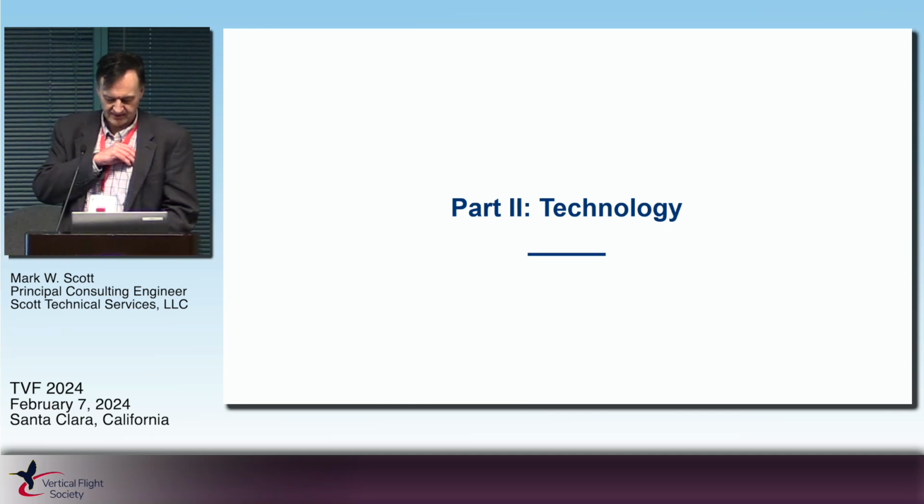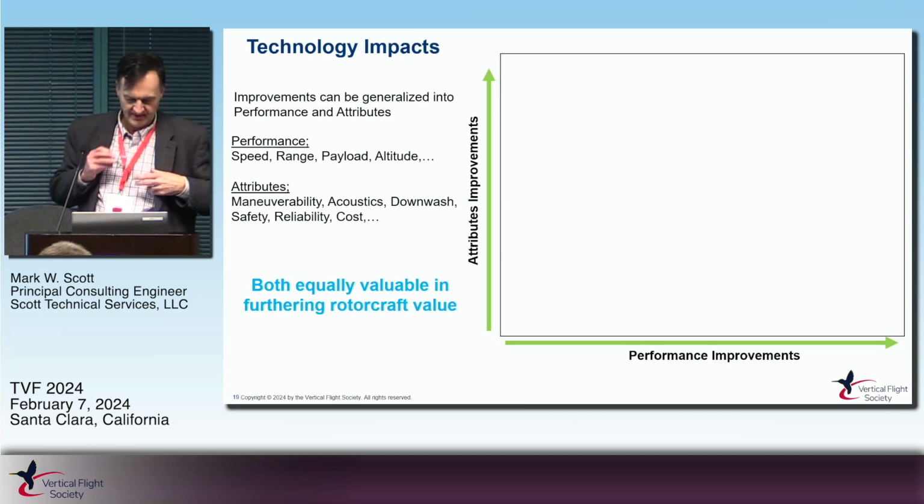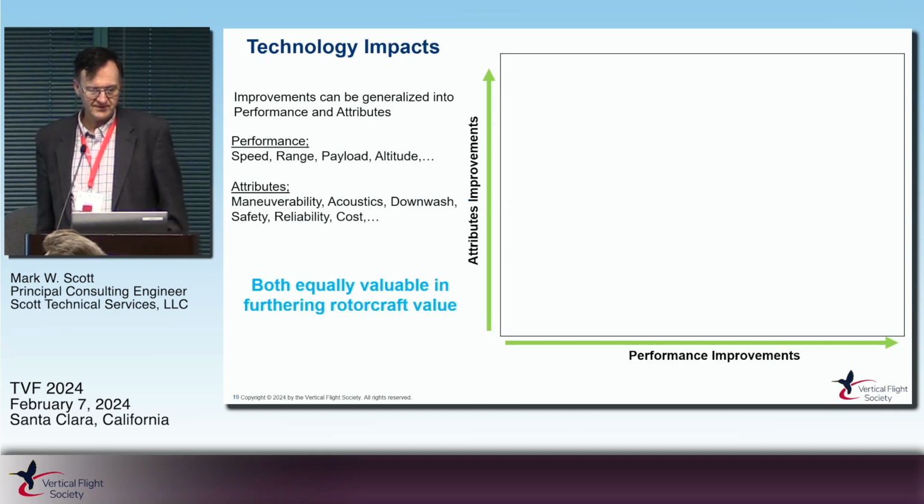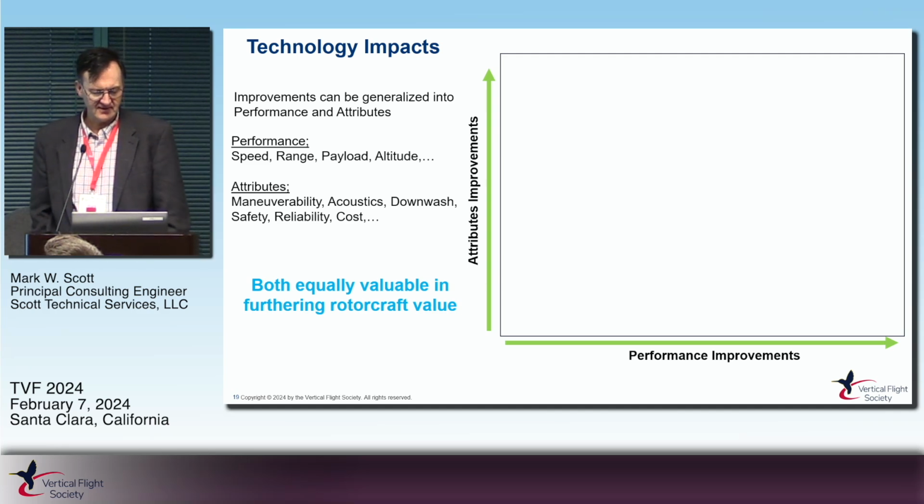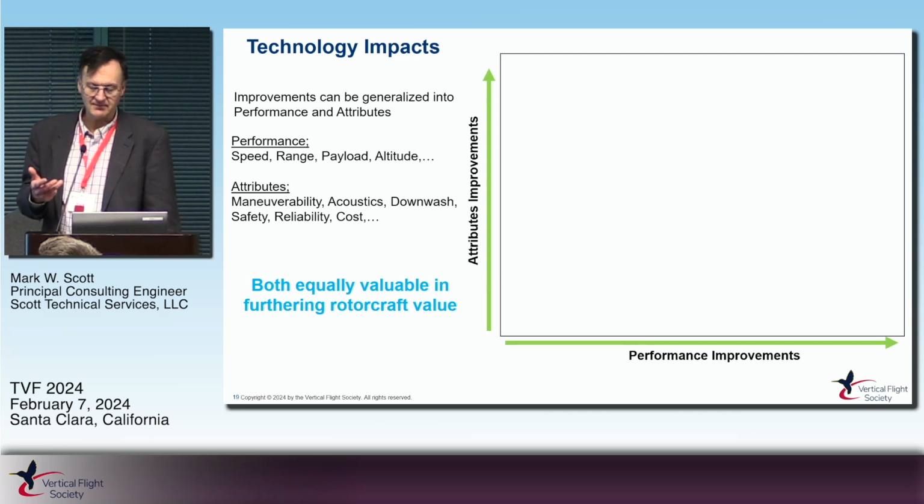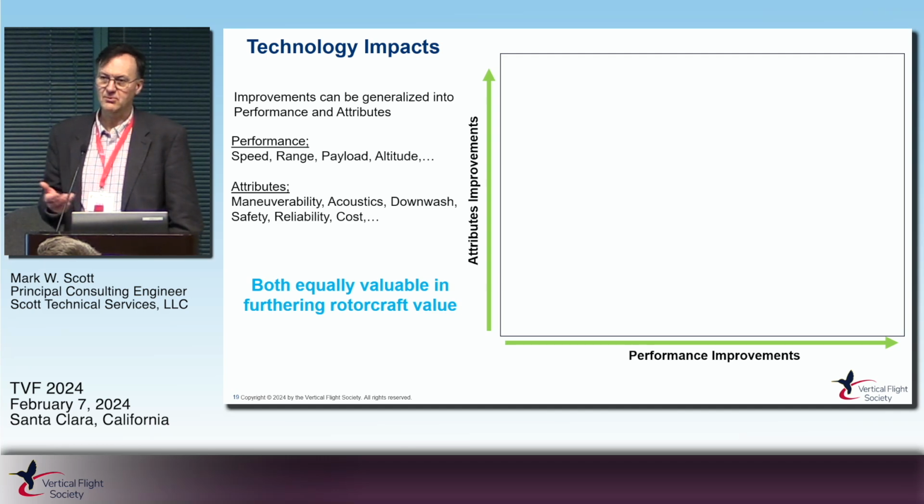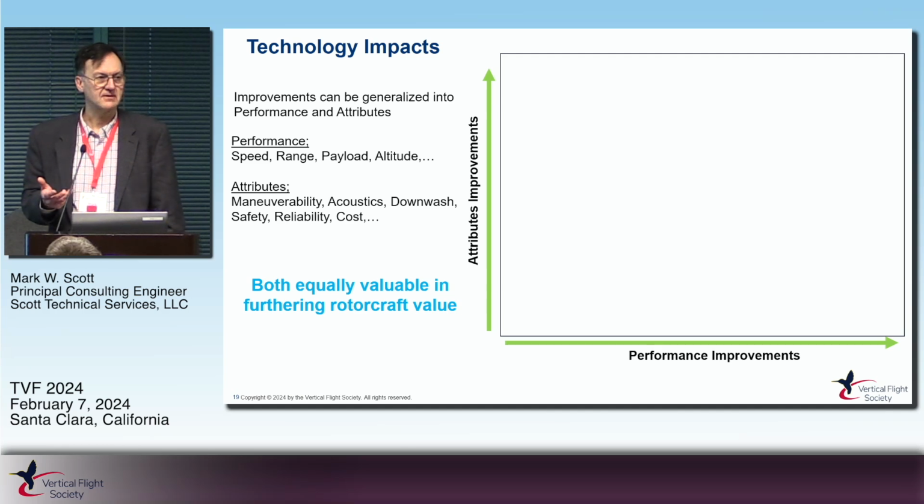So I'm going to do my best here to go through it, but I'm going to start with a framework. People talk about improving performance of aircraft, and I've always liked to be a little bit more rigorous about that. Improvements that come from technology can come in terms of performance, which would be things like speed, range, payload, altitude, things that generally require power, things that also tend to be affected by scale. But equally important are attributes: maneuverability, acoustics, downwash, safety, reliability, liabilities. Those are equally important and can make or break a mission capability for an aircraft, be it civil or military.